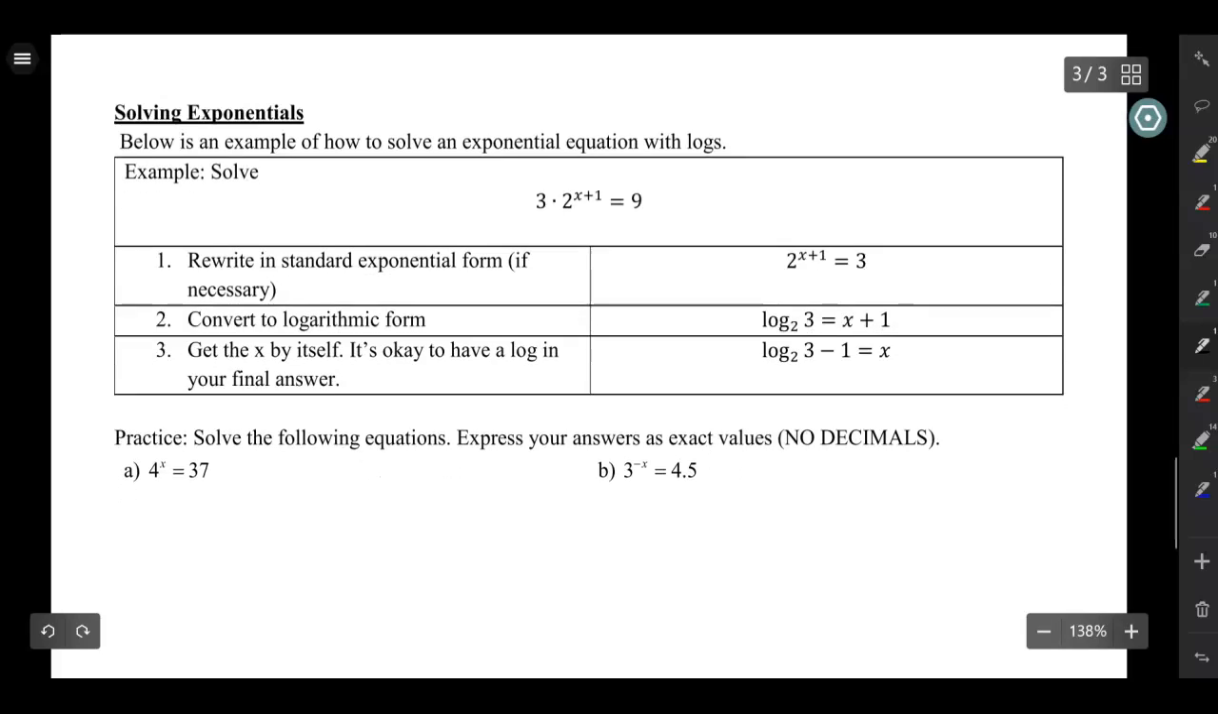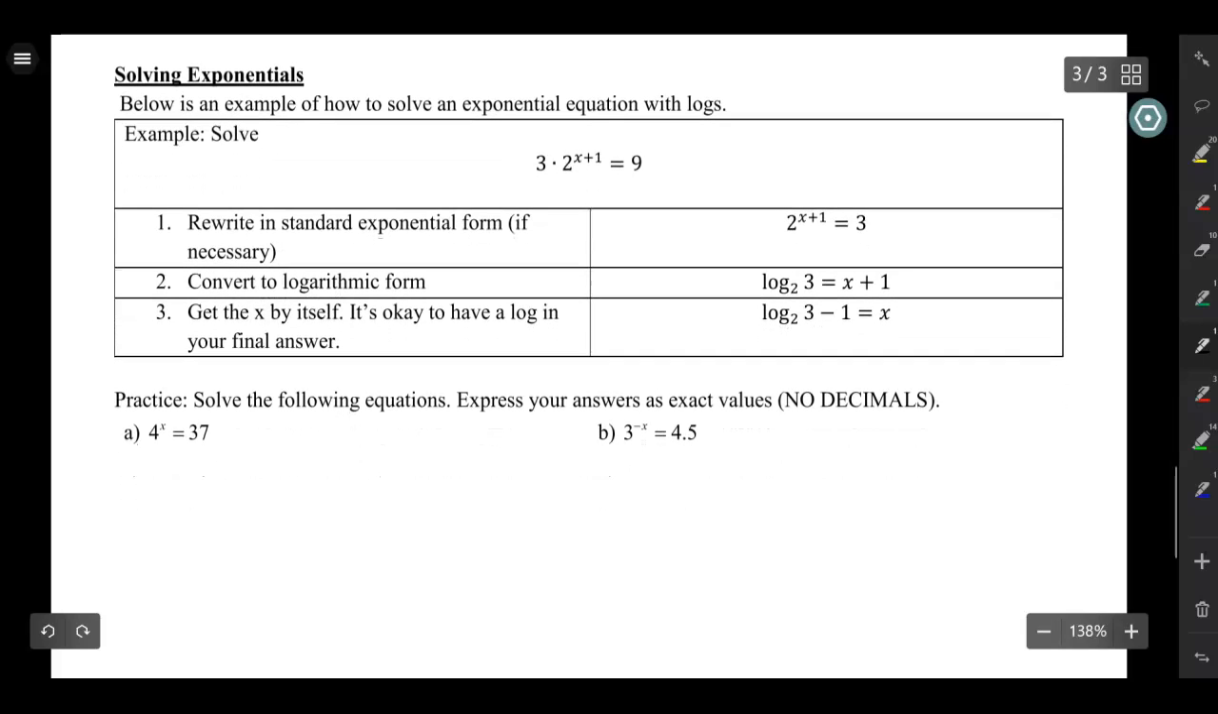Okay. So we're going to go through one other type of equation, and this is solving an exponential equation. And the reason this is part of this video and this lesson is because we're going to solve this exponential equation using logarithms. So let's say I want to solve 3 times 2 to the x plus 1 is equal to 9. So the first thing we want to do is rewrite this in standard exponential form.